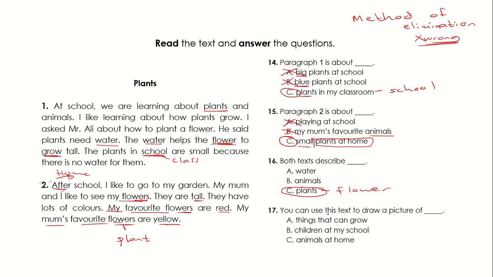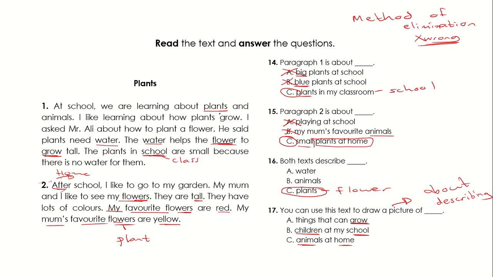Question 17, you can use this text to draw a picture of. If someone asks you this question, we've done this in our practice as well, to draw a picture of something means the text must be about that. It must be describing it. So, is the story about things that can grow? Is it about children at school or animals at home? Children at school. It didn't say anything about children.